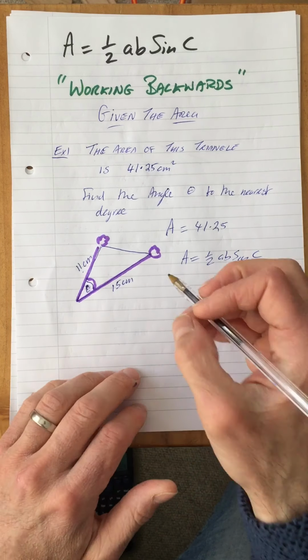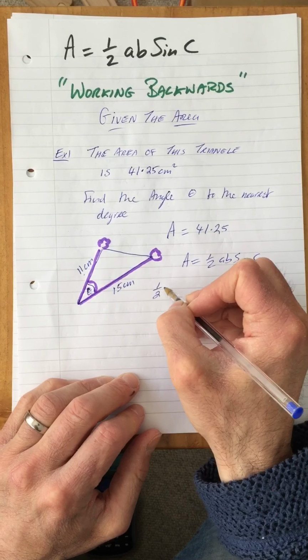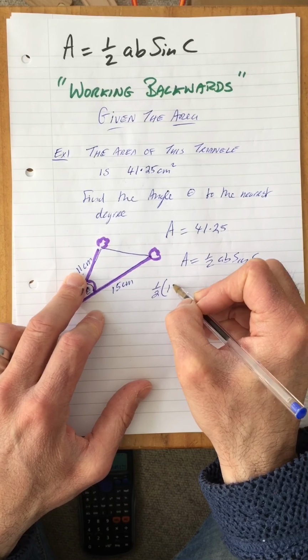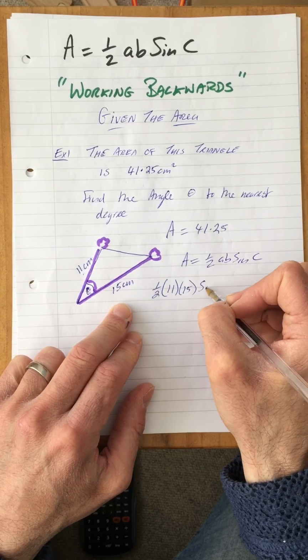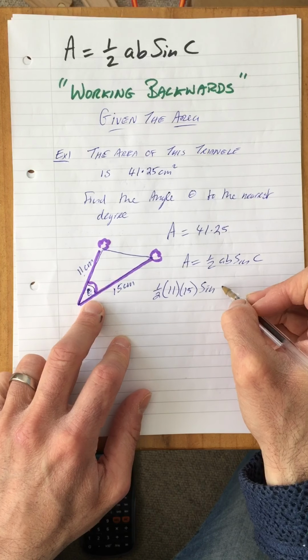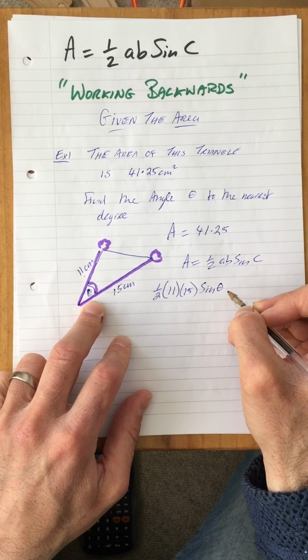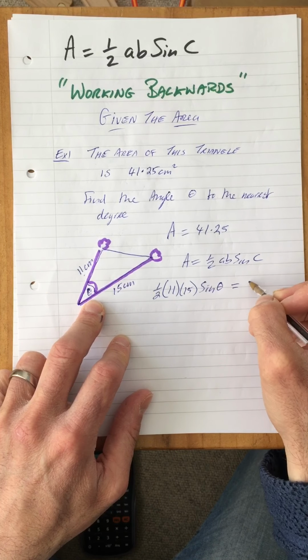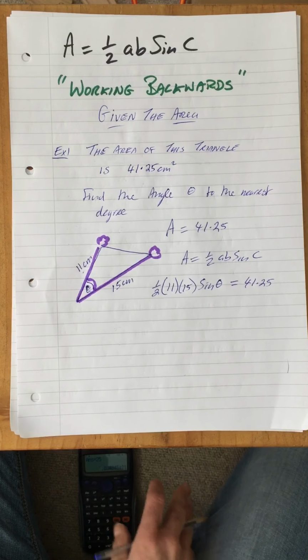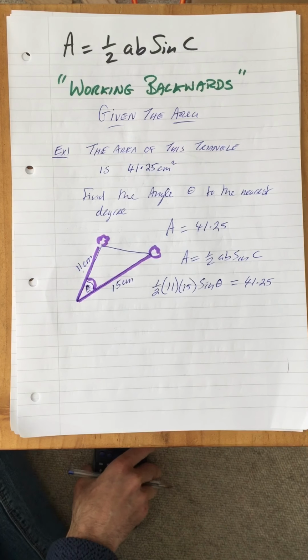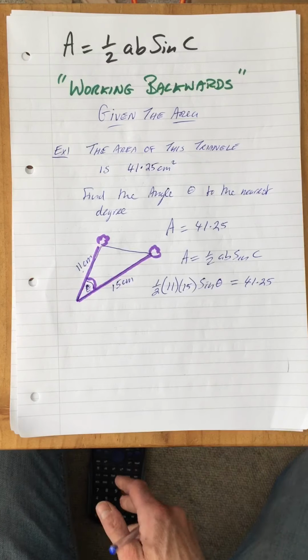So what we do is we fill in our formula. We say a half multiplied by the first arm, 11, multiplied by the second arm, which is 15, times the sine of, and the angle is not a number, it's a letter, it's sine theta. But we know the answer is 41.25, so we write equal to 41.25. What we've done is we've formed an equation.